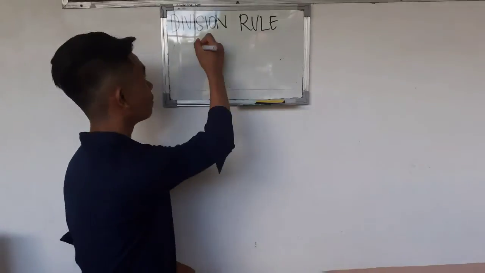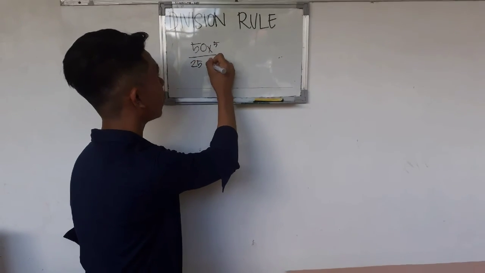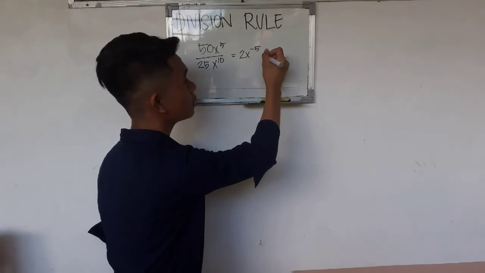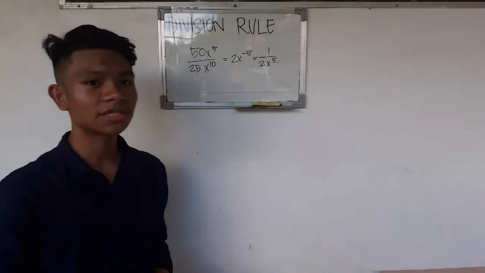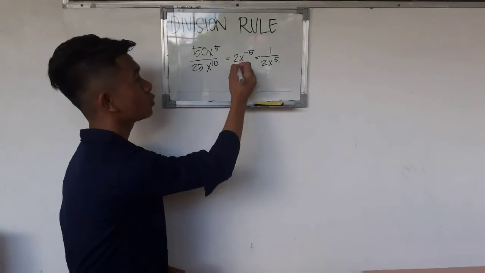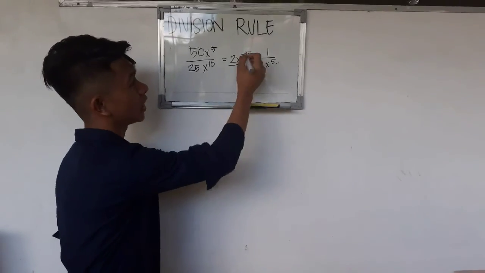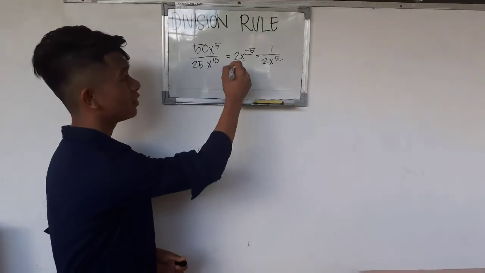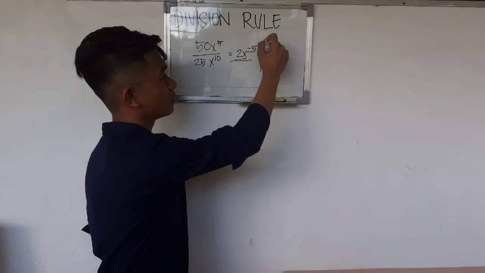Have another example. 50x raised to 5 over 25x raised to 10 is equal to 2x raised to negative 5, and simplify it to 1 over 2x raised to 5. So in this example, we divide the coefficients 50 and 25, which gives you 2, copy the base x, and subtract the exponents, which gives you negative 5. Since we do not want a negative exponent, we need to get the reciprocal of this expression. And the answer is 1 over 2x raised to 5.